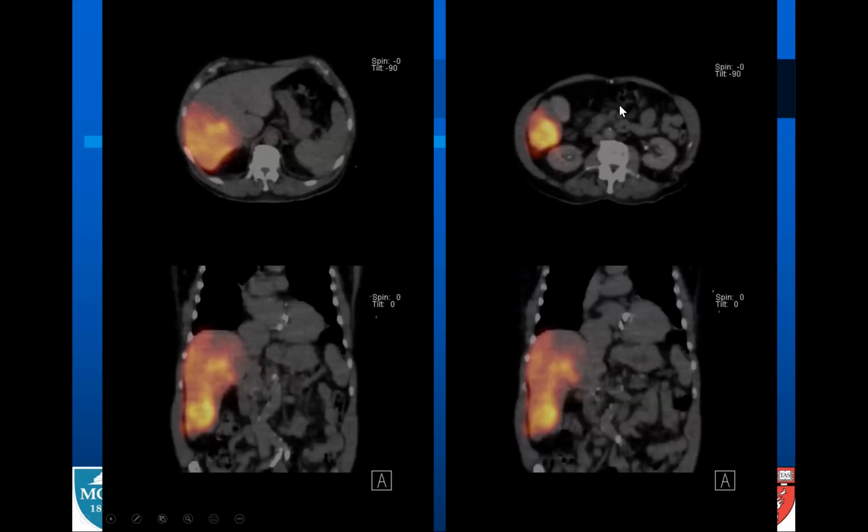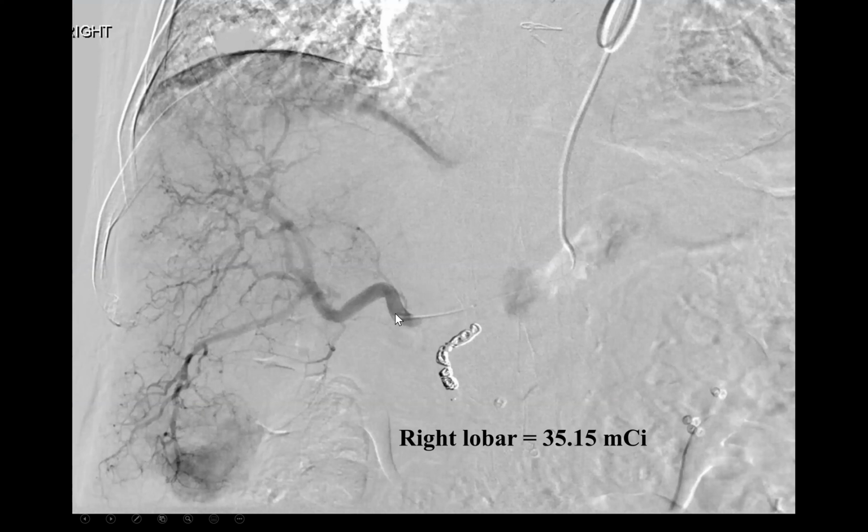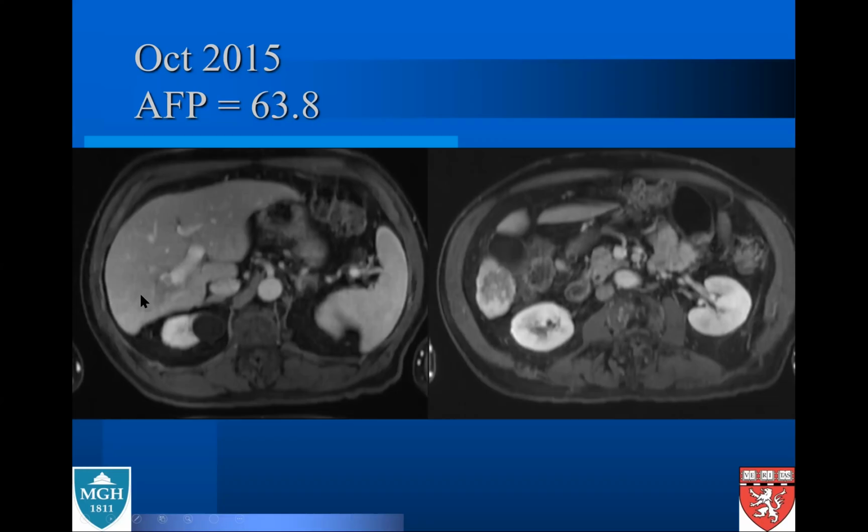And we brought him back about a week later. We came from transradial approach. We put it out into the right hepatic artery, and we gave a lobar radiation dose of 35 millicuries. And this was his follow-up. You can see now the tumor is basically shrunken down. The portal vein has also shrunken down. And this was about 3 months later, and his AFP has dropped significantly.